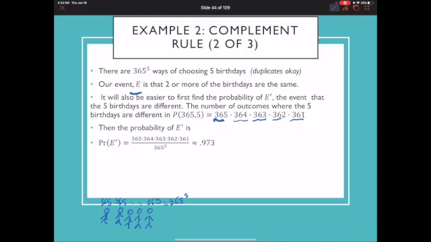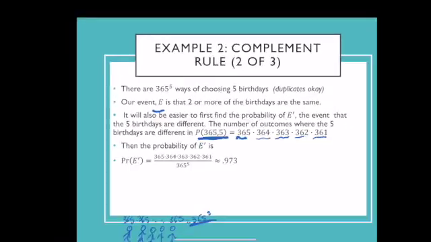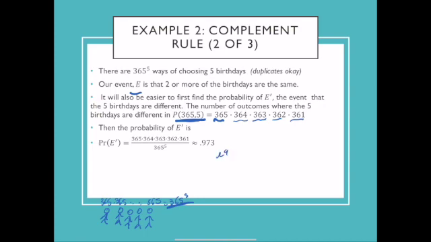So the probability of that event complement is the number of ways that this can occur over the total number of possible ways of choosing birthdays, and I get 0.973. So there's a 0.973, or 97%, chance all the birthdays are different.